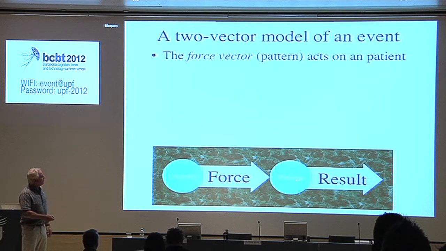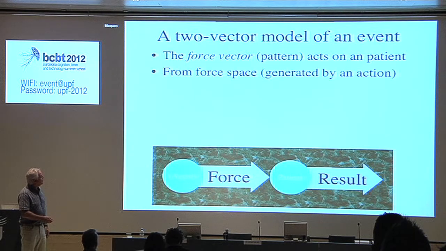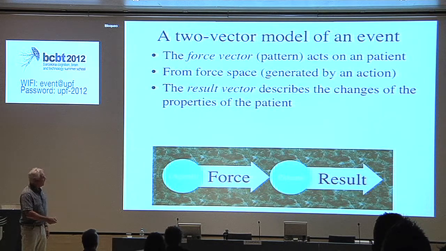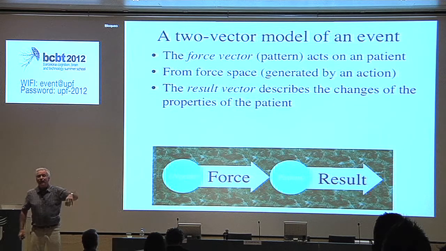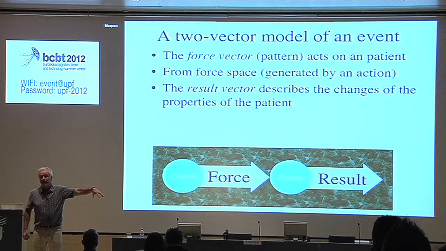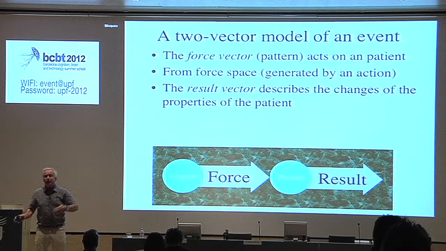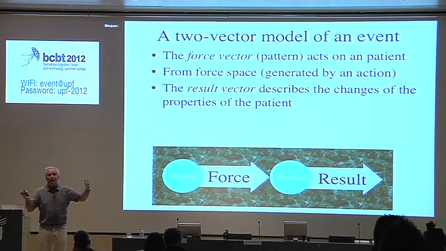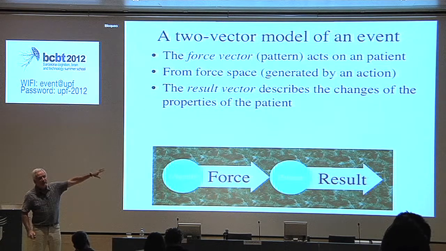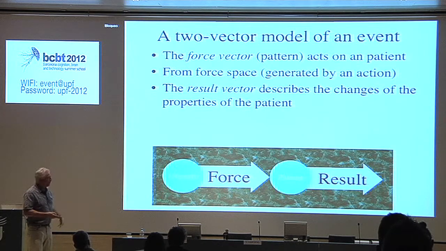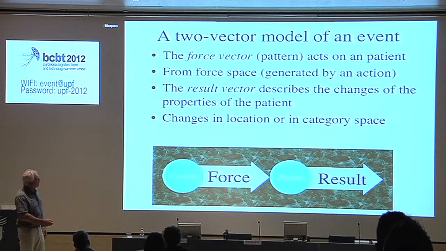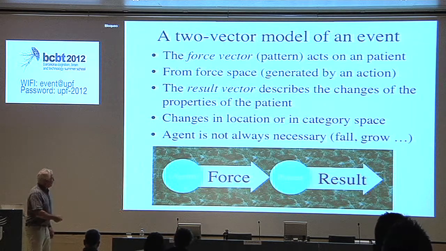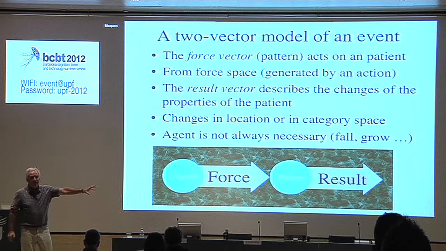Anyway, the model is basically you have two vectors, the force vector and the result vector. And the result vector describes the changes in the properties of the patient. The patient changes in some way. It may change its location, its color, its temperature, there is something of the properties that change. So the result vector comes from these domains of the objects, of the patients. There can be changes in location, there can be changes in the category space, which is these properties that I talked about earlier.